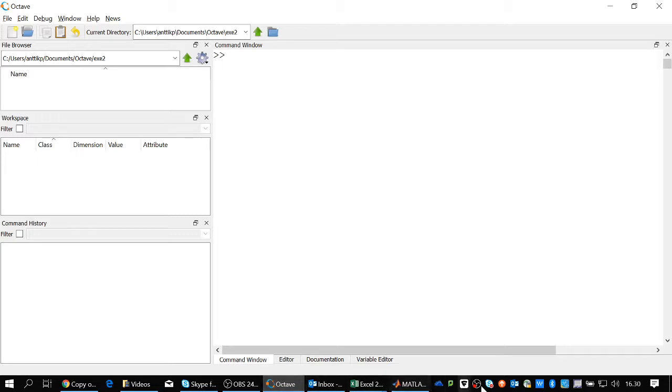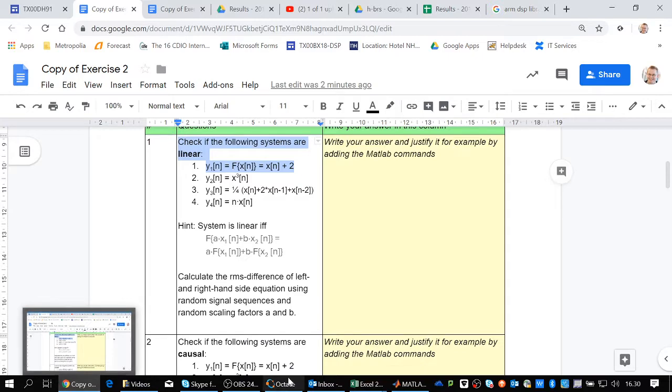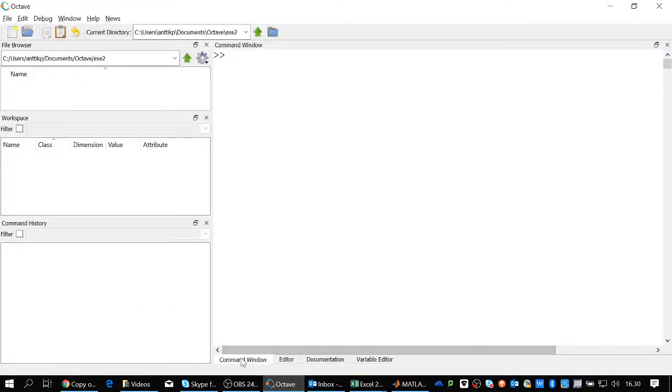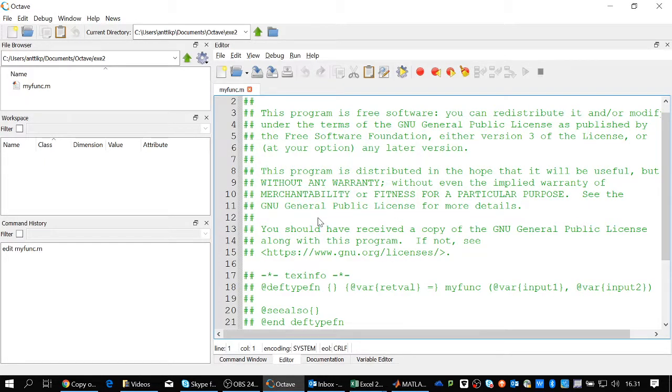The first exercise is about linearity of the systems. Okay, let me just test the first one. Since there is a function, let's make a function. How to make function in Octave? For example, like this. myfunc.m. Create. All right, that's the function.